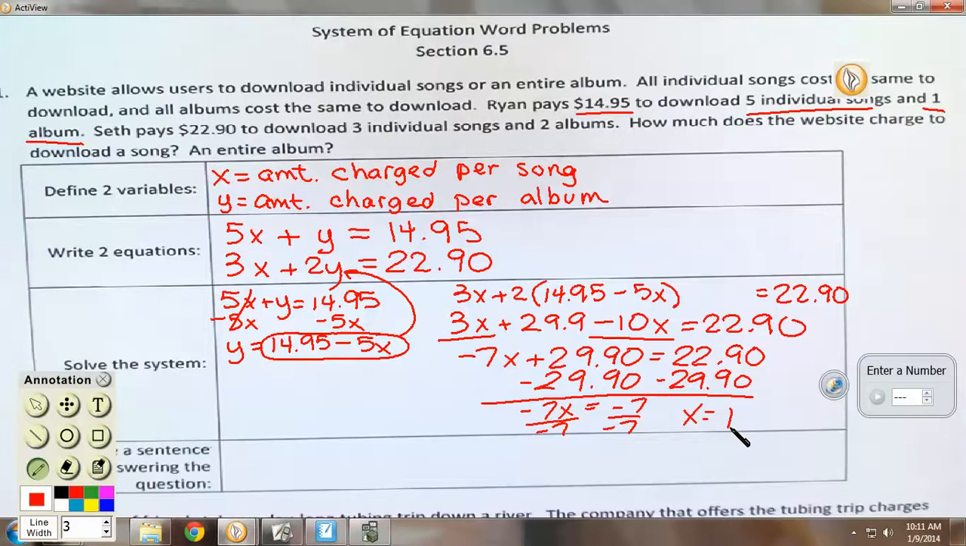But we still gotta figure out, wait a second, what is X standing for? The songs. What about the songs? How much it costs. Does it make sense? I mean, does it seem like a reasonable answer that a song's going to cost $1?